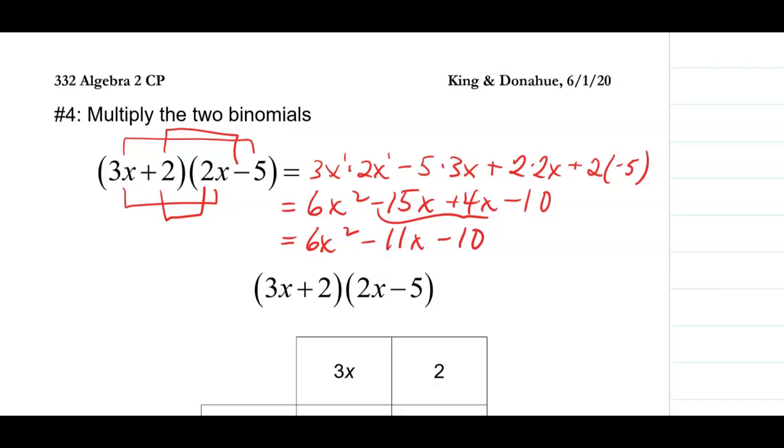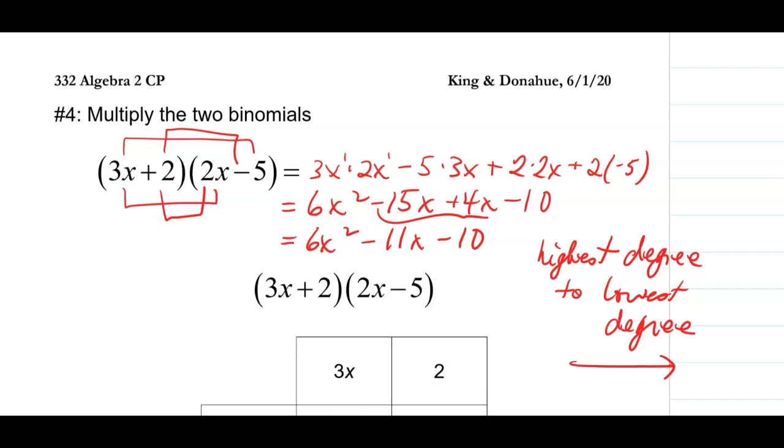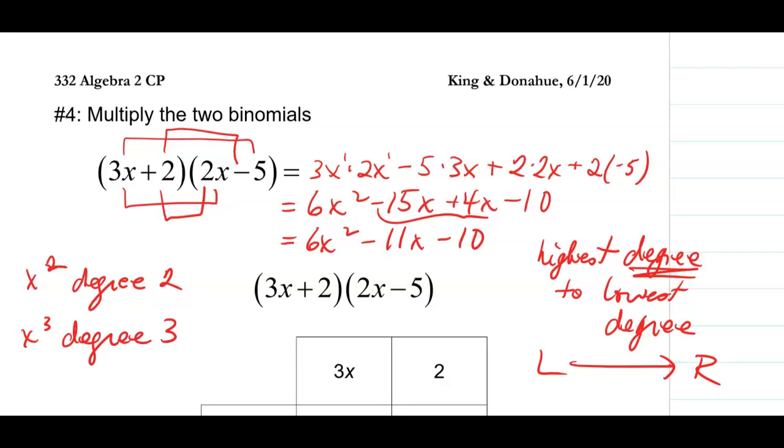You'll notice the order we put these polynomials in: highest degree to lowest degree, as we go left to right. And remember, the degree of a monomial or a polynomial is determined by the exponent. So x squared, that's degree 2. X, if we had an x to the third, it would be degree 3, and so forth.